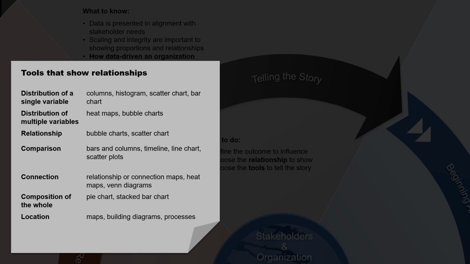What tools are available to show each relationship? If there's distribution of a single variable versus multiple variables, you can see here that there are different types of charts and maps and graphs that can be used, say versus a relationship or comparison or connection, or composition of the whole, or location.